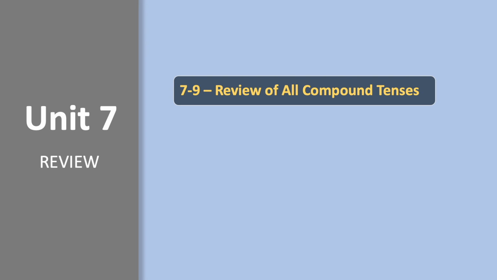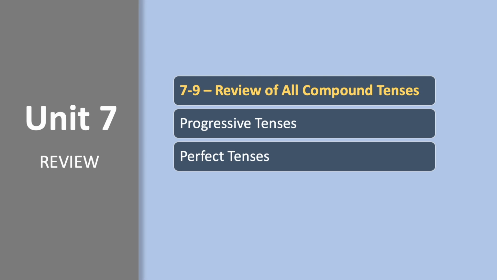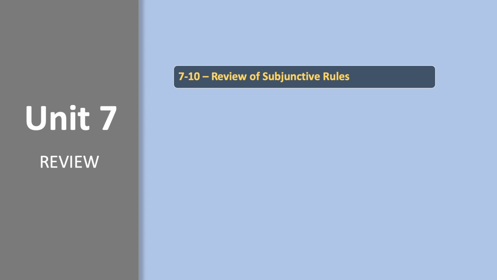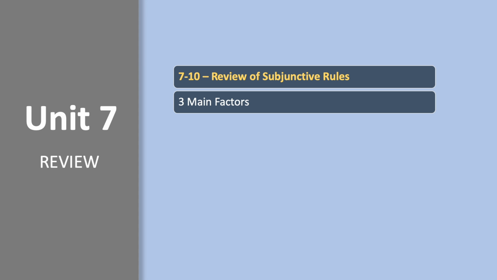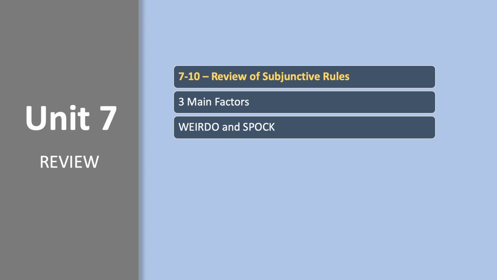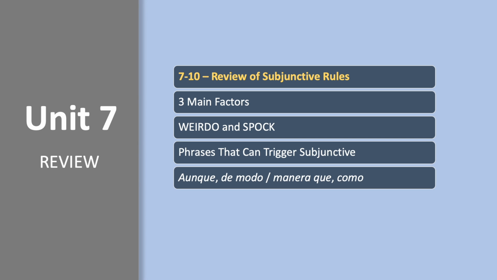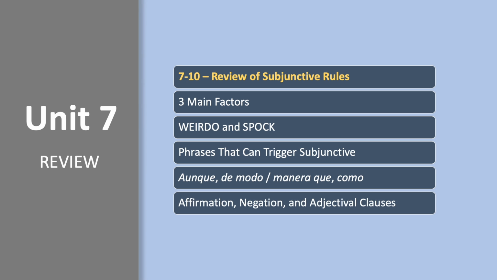For compound tenses, we will review progressive tenses, perfect tenses, and perfect progressive tenses. The final lesson of this unit and this series as a whole covers the subjunctive rules. So this includes 3 of the main factors present in subjunctive sentences: the acronyms WEIRDO and SPOCK, phrases that can trigger the subjunctive, the phrases aunque, de modo que, de manera que, and como, and the subjunctive with regards to affirmation, negation, and adjectival clauses.